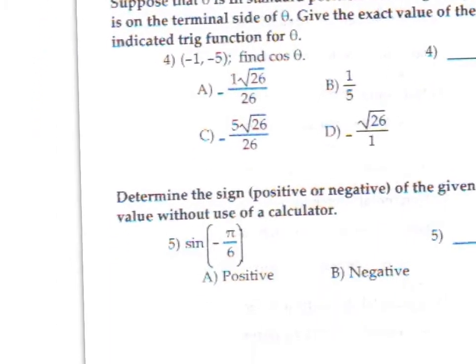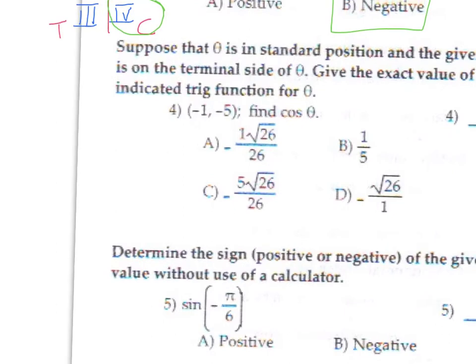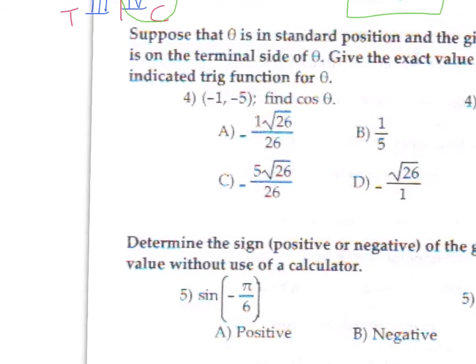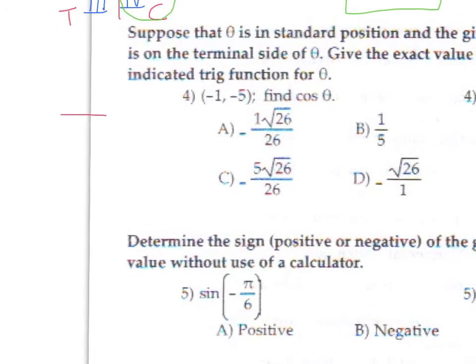Problem number 4. For number 4, first of all, you need to draw an x and y axis where you can plot the point -1, -5. So when you plot the point -1, -5, -1 is to the left, -5 is going down. So your point is over here on the 3rd quadrant. Then from the point, you're going to draw a ray going to the origin. Okay? And then with that ray and the x-axis, you're going to have theta as a reference angle. And then from there, you can go ahead and draw the triangle.